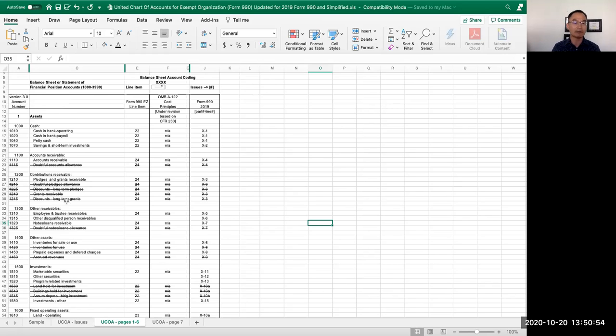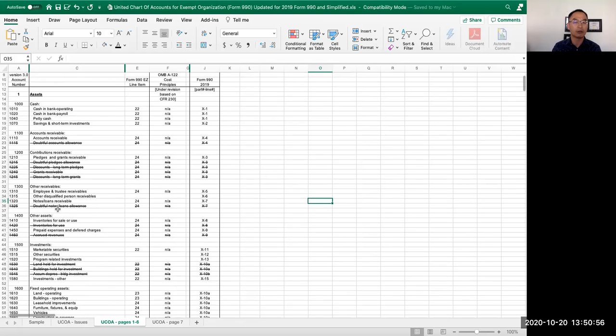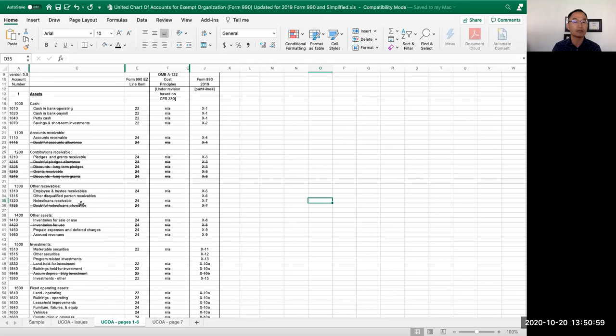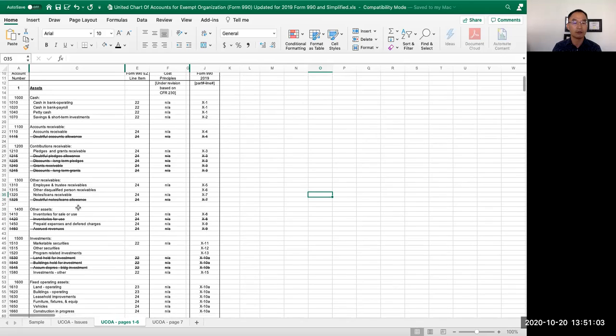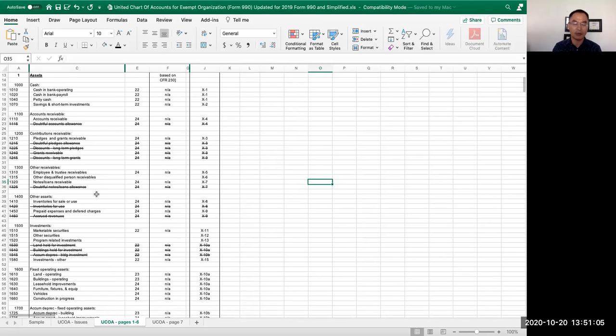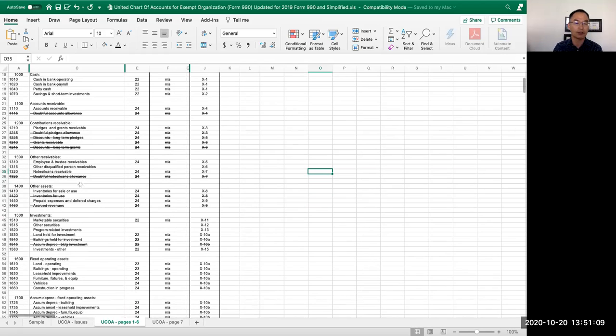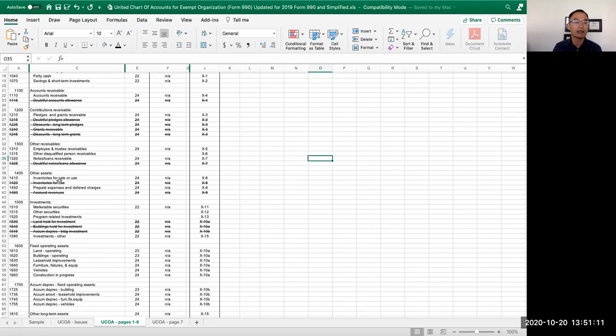You barely use that. And then other receivables, we still have that: employee and trust receivable, other disqualified person receivable, notes, loans receivable. Again, these, rarely use it. So if your company doesn't use it, you just don't need to use it. And other assets, the inventories. So before we had inventory for sale and then inventory for use. So I combine them together, okay?